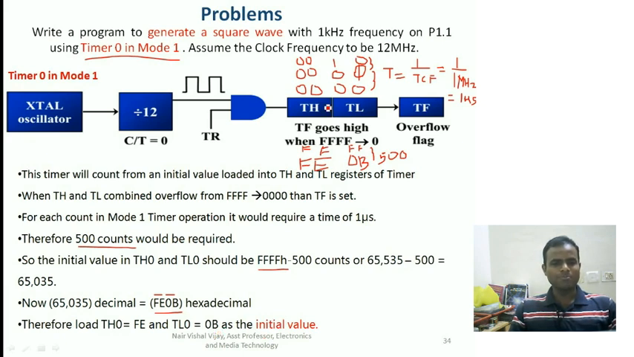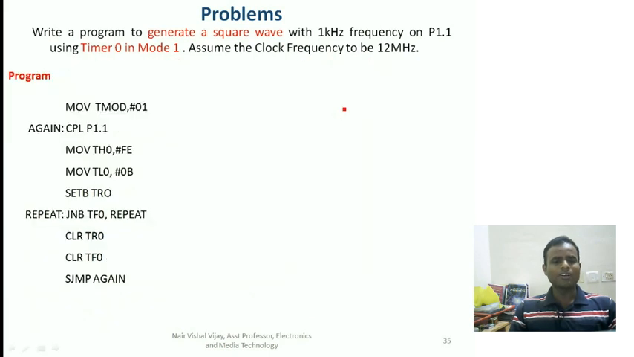So the program is very simple. As we said, step 1 will be to configure your timer. So write a programming line to set your timer 0 in mode 1. So TMOD, comma, hash 01 will be the value to set timer 0 in mode 1. So we know that we need to complement this port 1.1 every 500 microseconds.